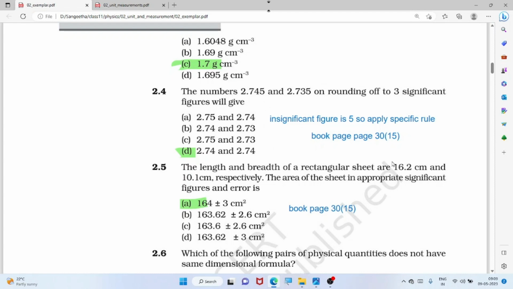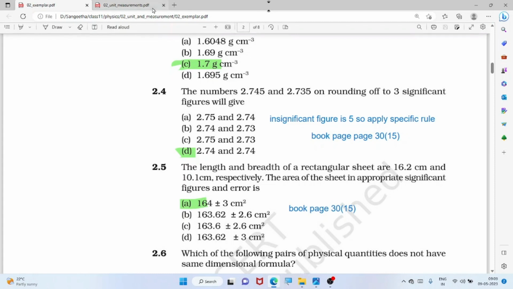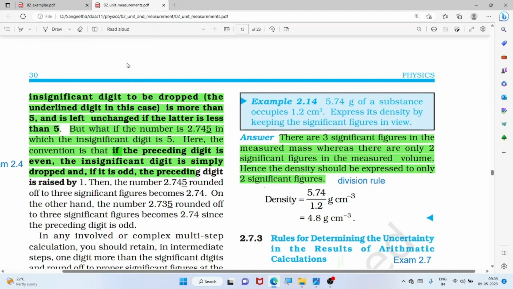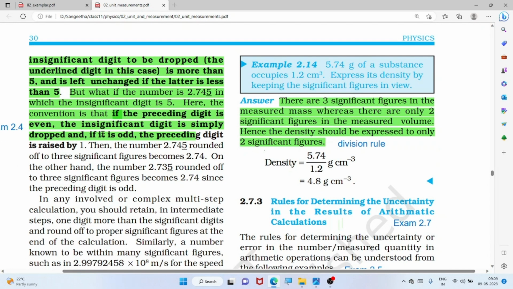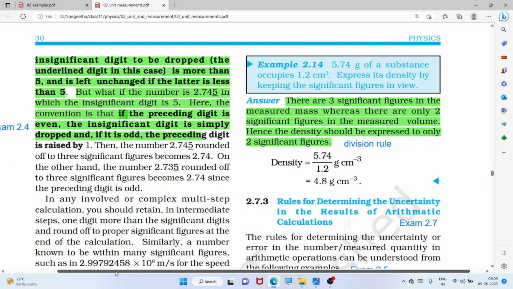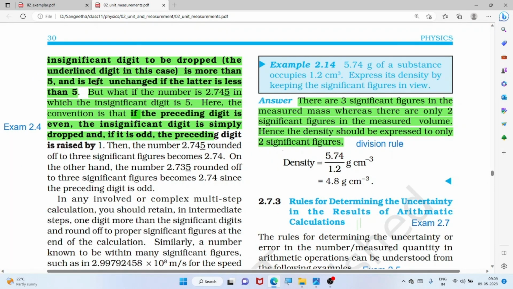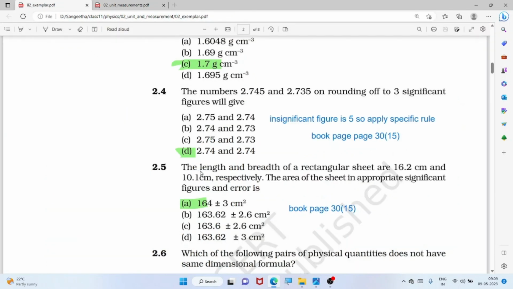Okay, so here again 15. So you have to use this rule here. When you are rounding up the 5, then whether it is an even number or odd number before that digit, based on that rule you have to round up. So here we are rounding. This is the even number, here we are not adding anything. This is the odd number, so we are taking. So this is the answer.